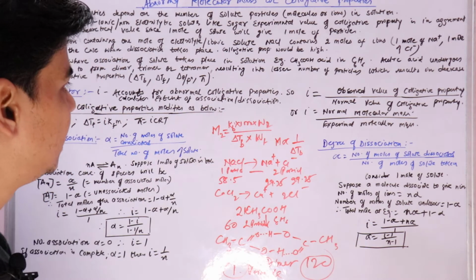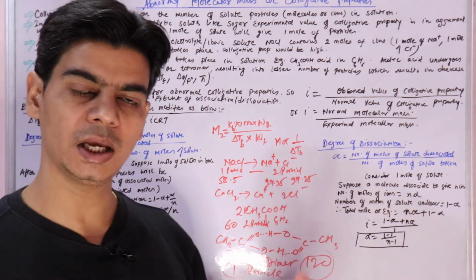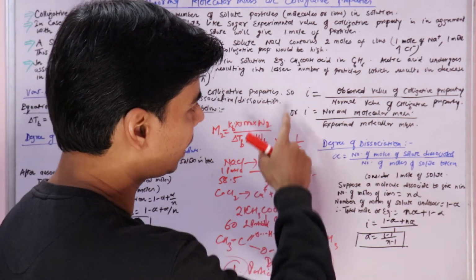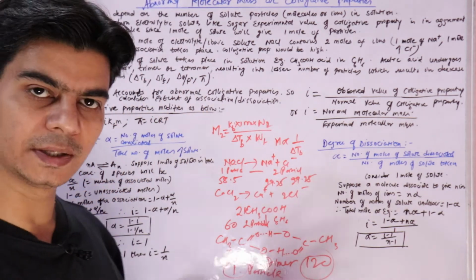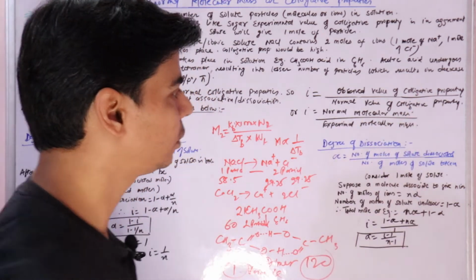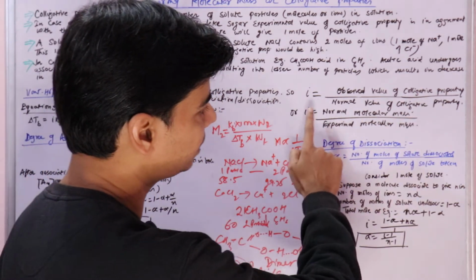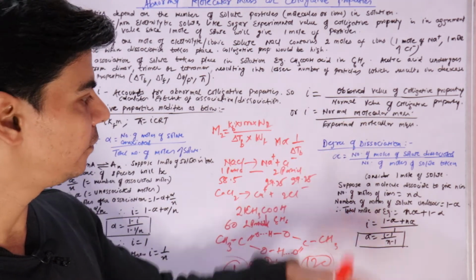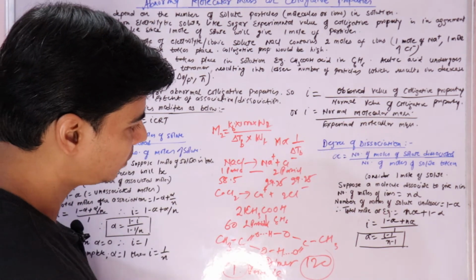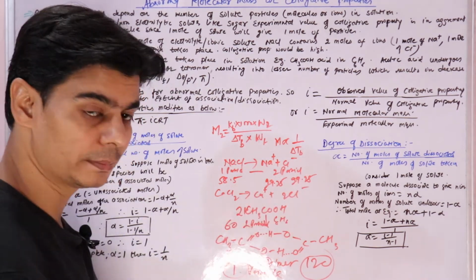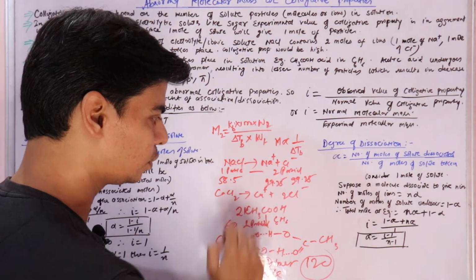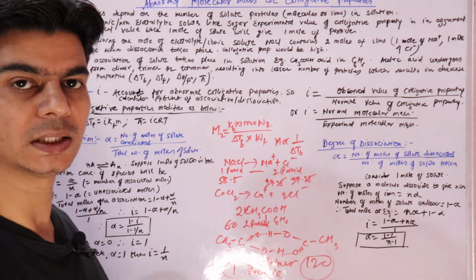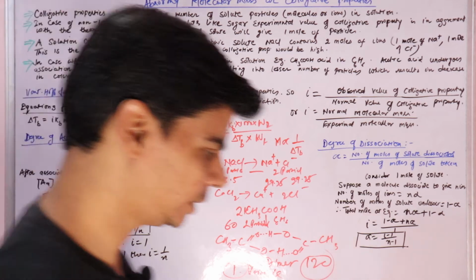Now let's first see how it accounts for the abnormal colligative properties. Van't Hoff factor i is the ratio of the observed value of colligative property divided by the normal value of colligative property. The observed value, in case of sodium chloride, is when the particles dissociate into sodium and chloride ions. So this is the observed value where the particles have increased.